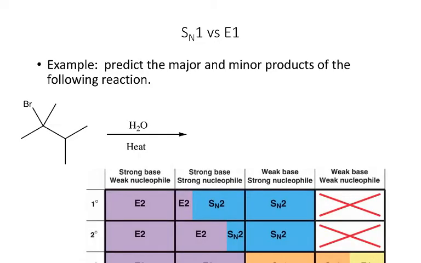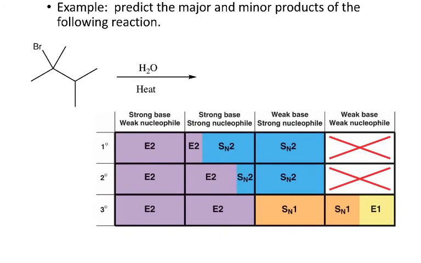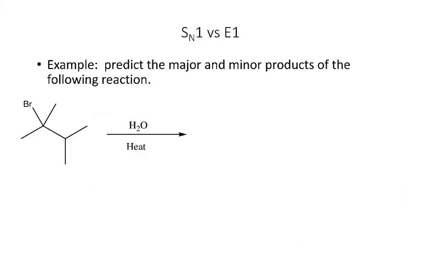All right, so in this example, we want to predict the major and minor products of the following reaction. And so we have a tertiary substrate. Water is both a weak base and a weak nucleophile, so we're going to prefer the SN1 and the E1 mechanisms. So let's finish the problem on the next slide.